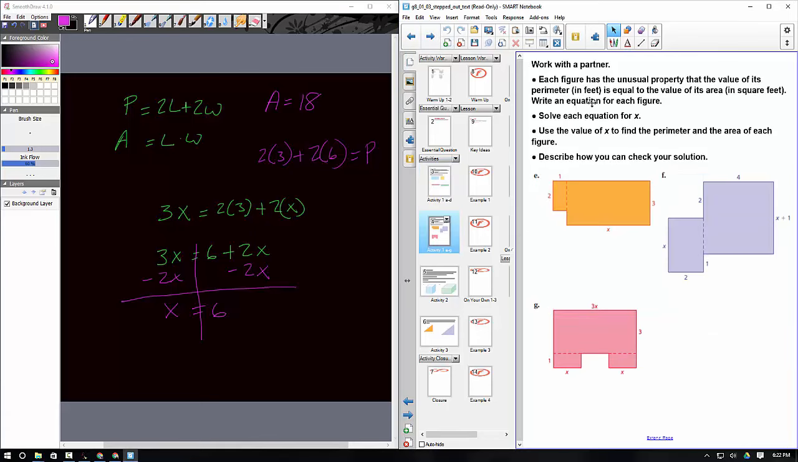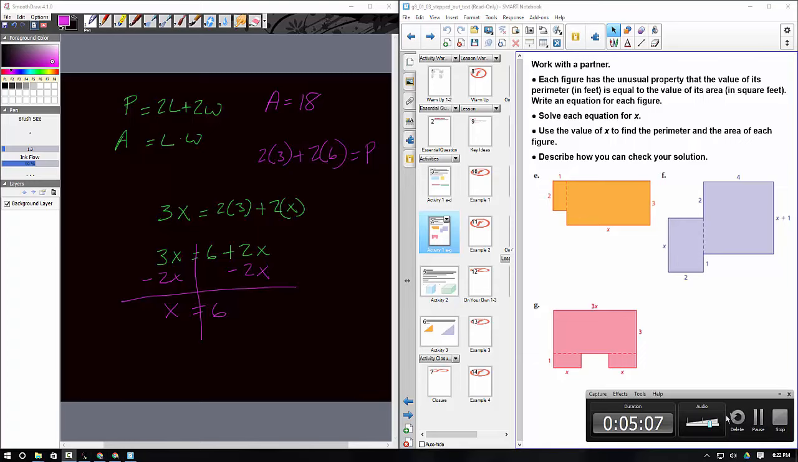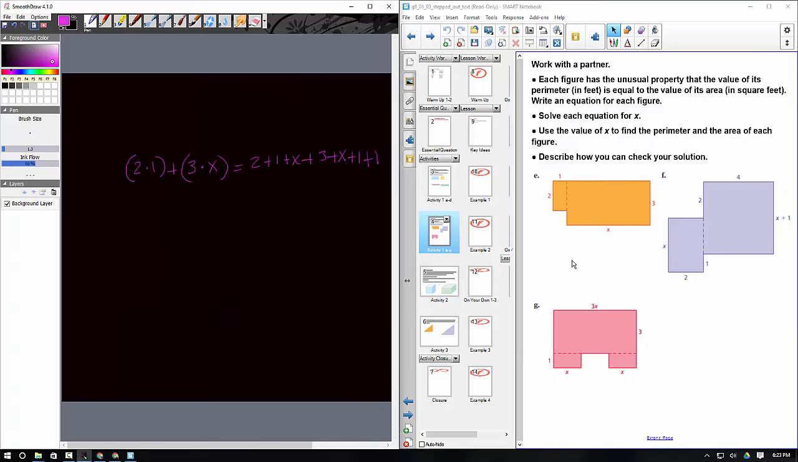Now we're going to say that it says each figure has an unusual property. Same thing, where the area equals the perimeter for each one, and describe how you check your solution. So I'll do this one here, and I know that to figure out the area of this shape, I have to take the area would be 2 times 1, which is right here. And then plus I want to add up this one here, which is 3 times x. So that's the area. And then I have to figure out the perimeter, which would just be the distance around.